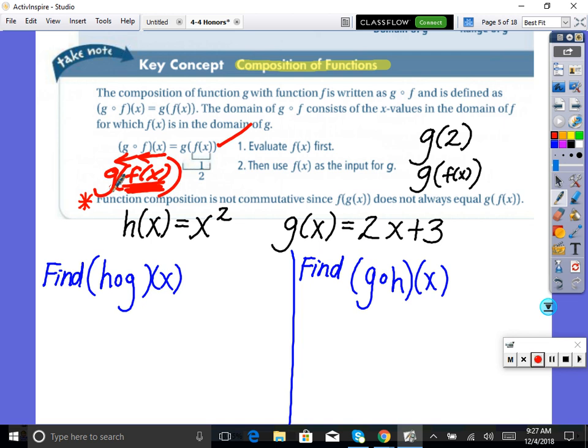For example, look at these two functions. Here's h of x, here's g of x. If I said to you, find g of 2, what would you do with the 2? Plug in a 2 everywhere there's an x. Good, plug in a 2 anywhere there's an x.